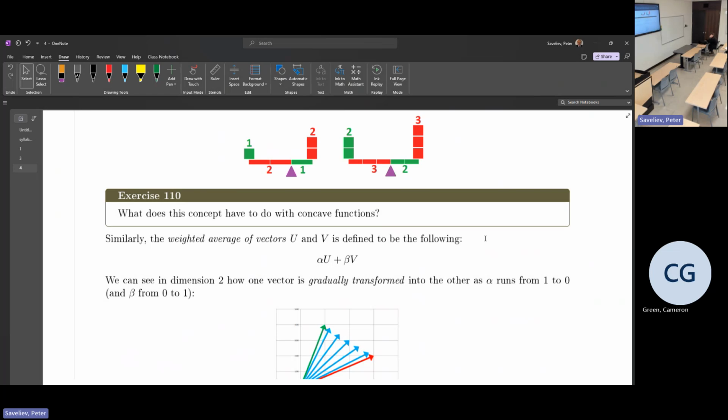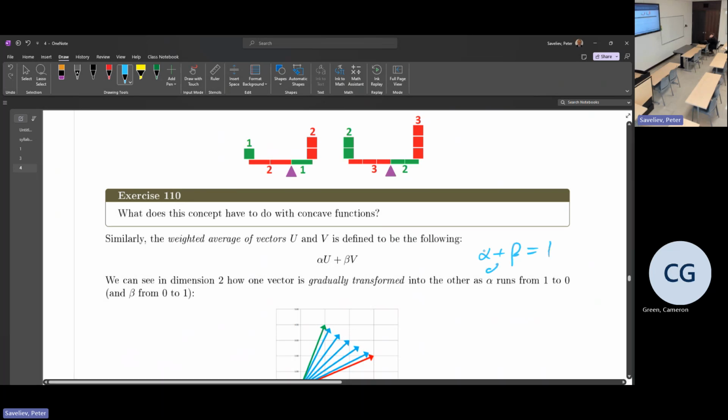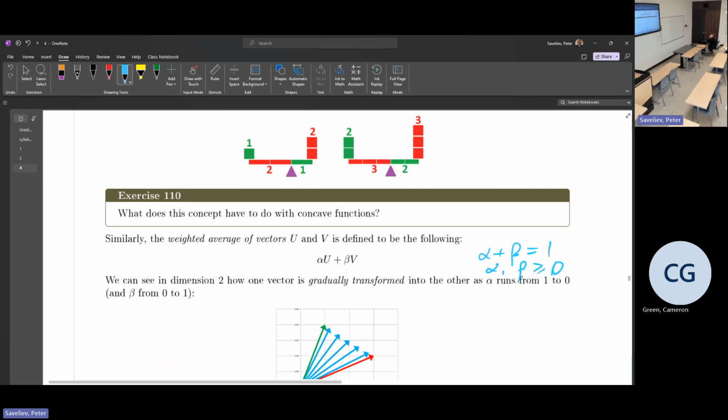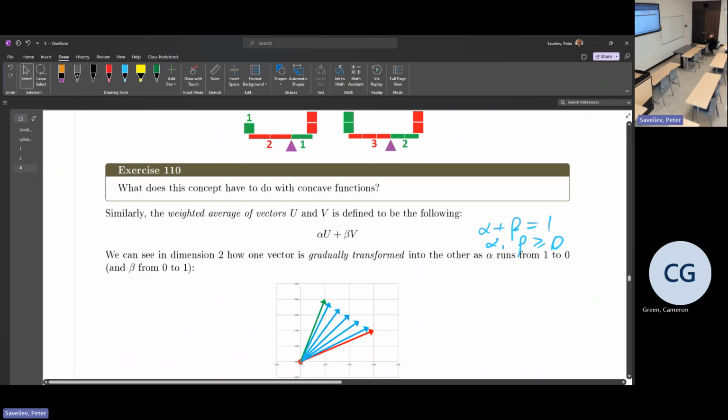So once again, it's alpha u plus beta v with alpha and beta adding up to 1, right? Not just that, let's not forget, they add up to 1, but they should also both be larger than or equal to 0. Otherwise, it doesn't make sense. And then these are the weighted averages. That's where the weighted averages lie.